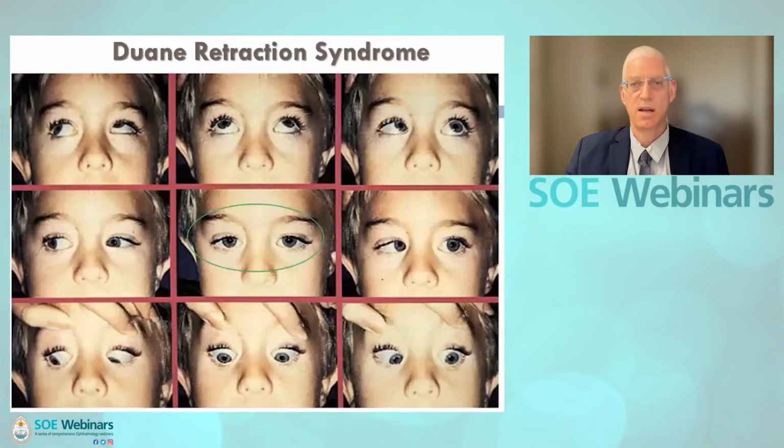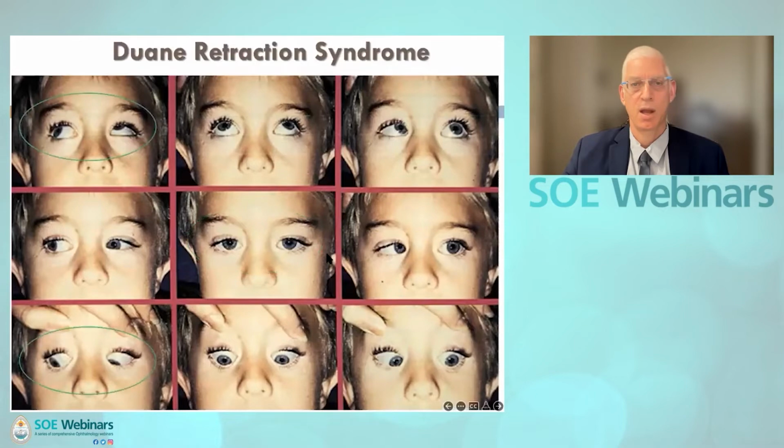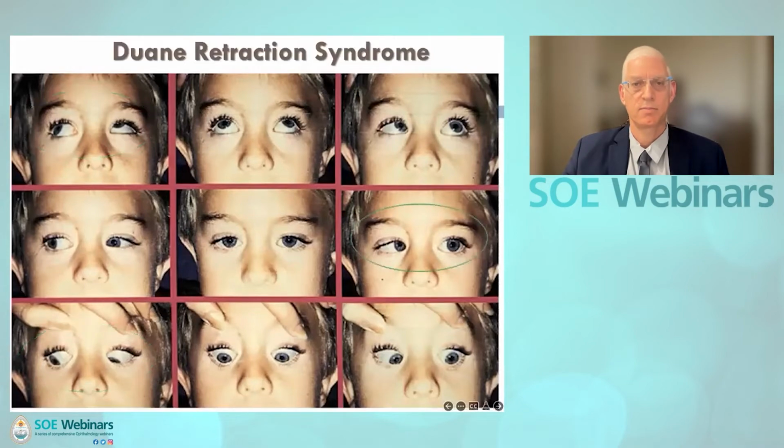In this example, the eyes in primary position are straight. However, we can see both an upshoot and downshoot in adduction of the left eye. And lastly, we can observe a limitation in abduction.